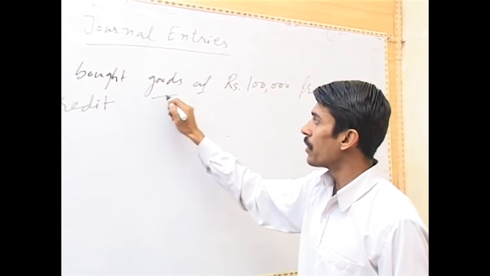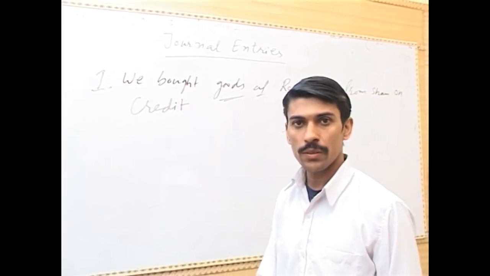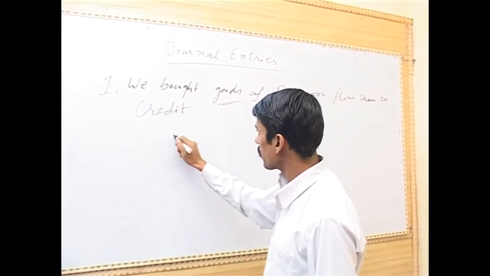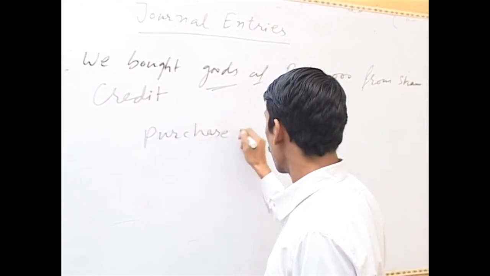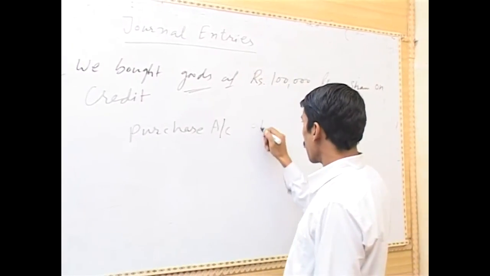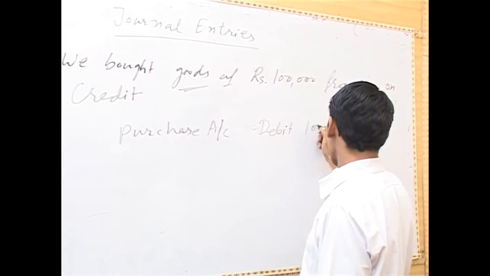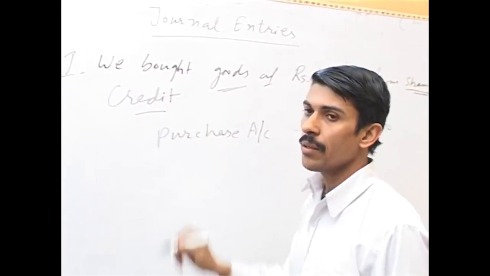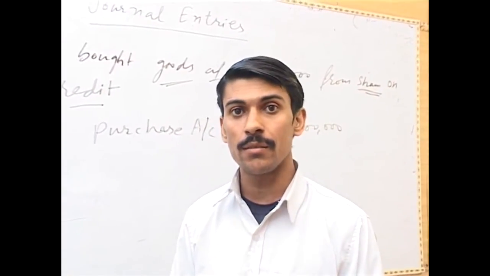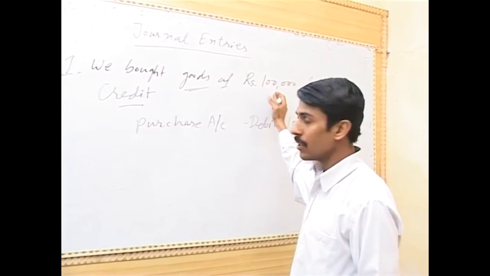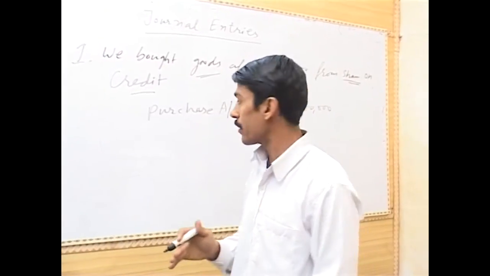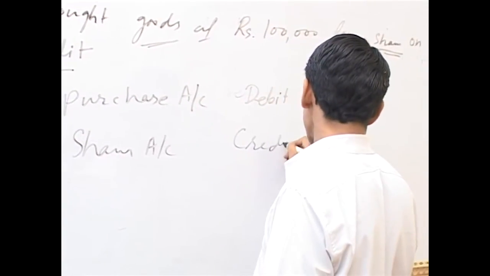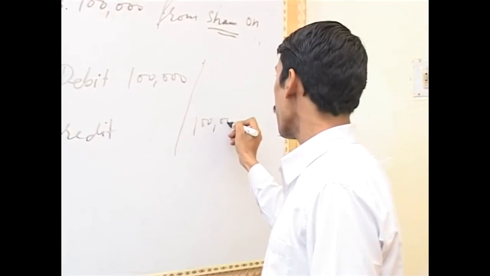In this we have obtained the goods. Goods is our asset. So increase in the asset will be debit. So purchase account debit 1 lakh, and from Sham on the credit. So our liability is also increased because we did not pay 1 lakh rupees. So increase in the liability will be credit. Sham account credit 1 lakh.